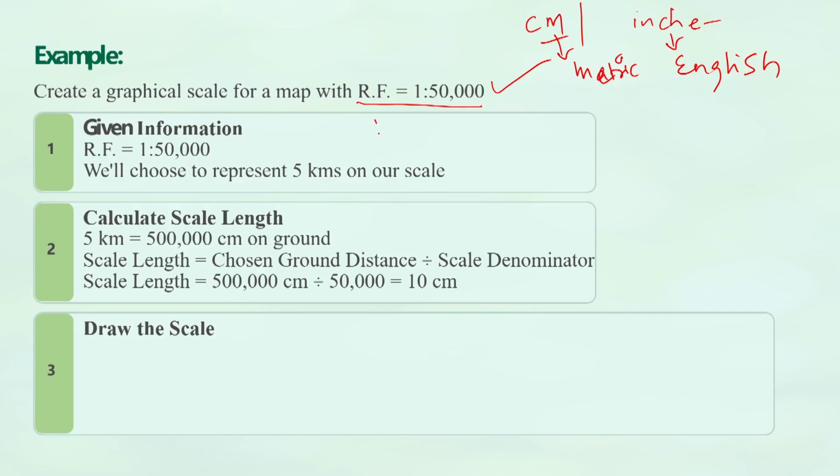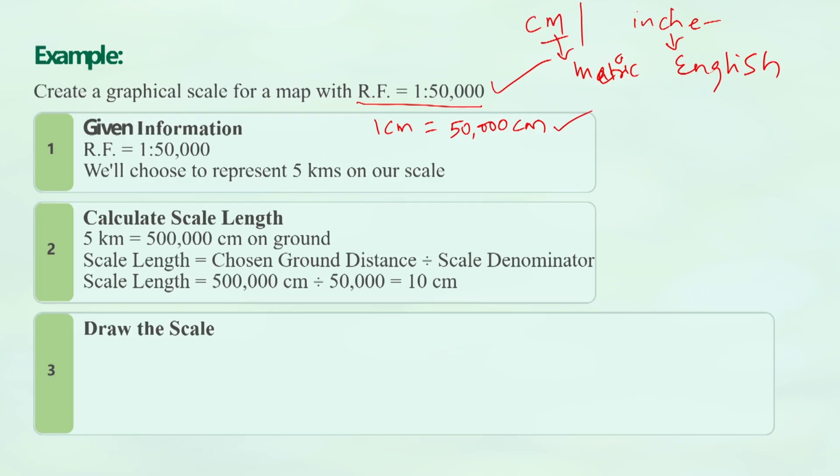I mean 1 centimeter is equal to 50,000 centimeter. The numerator represents the map distance. 1 centimeter on the map represents 50,000 centimeter on the ground. This is the meaning. Now, we identified the scale.